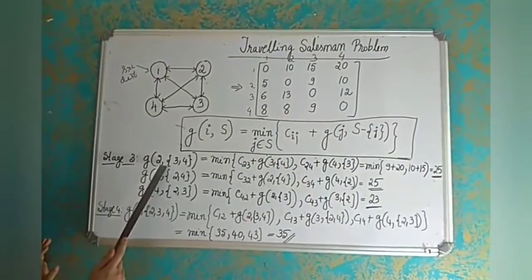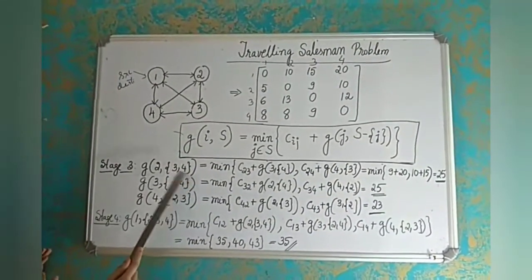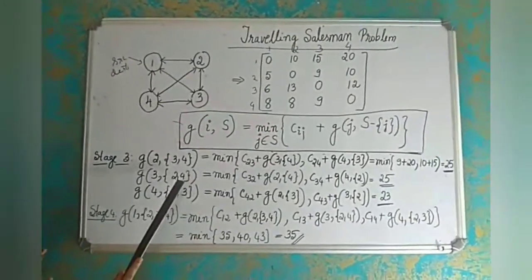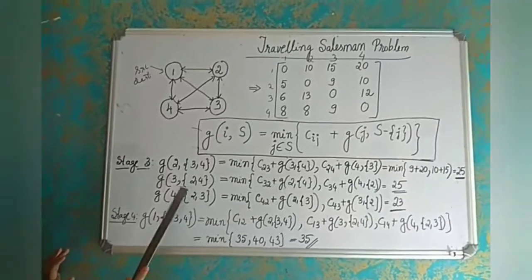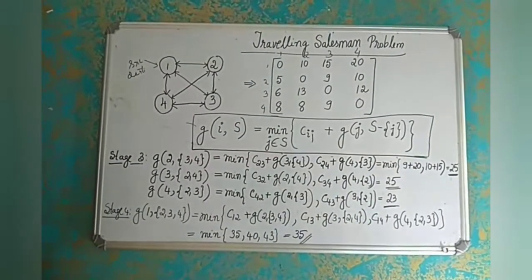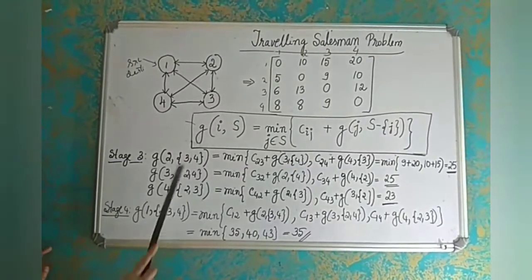When you consider 2, the remaining vertices are 3 and 4. So we are considering this 2 in the set. Remaining vertices are 2 and 4 when you consider 3. The remaining vertices are 2, 3 when you consider 4. So all the 3 cases we have to calculate. Now you apply the formula.